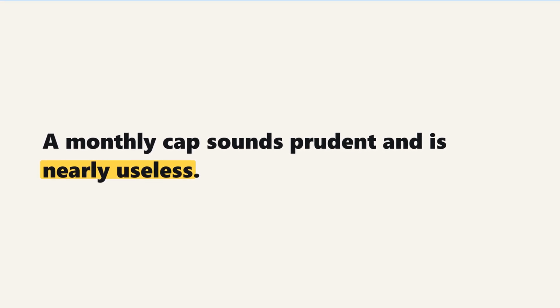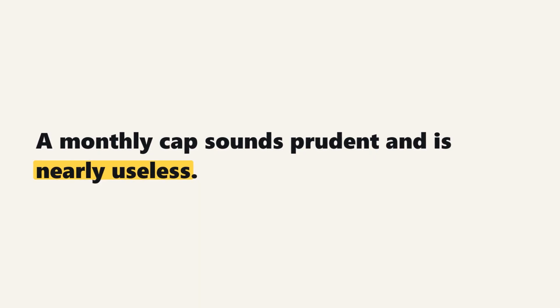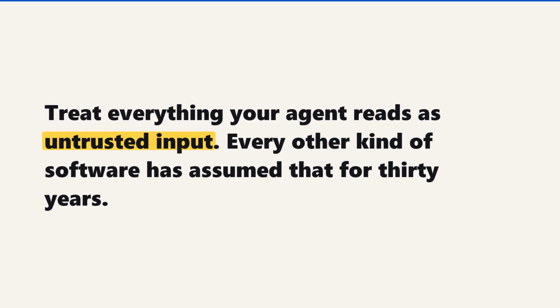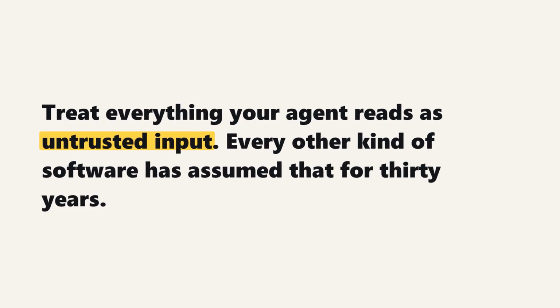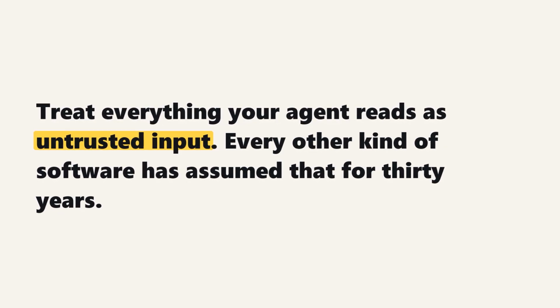Put a human in front of anything unusual, a threshold above which it asks. New recipient, larger amount, unfamiliar service, approve it yourself, and log every payment somewhere the agent cannot write to. If it does go wrong, the difference between a bad afternoon and a genuine mess is whether you can reconstruct what happened. One habit underneath all of that: treat anything your agent reads as untrusted input. Web pages, documents, emails, search results. That is not paranoia. It is the same assumption every other kind of software has made about user input for 30 years. Agents are just the first systems where we forgot to.